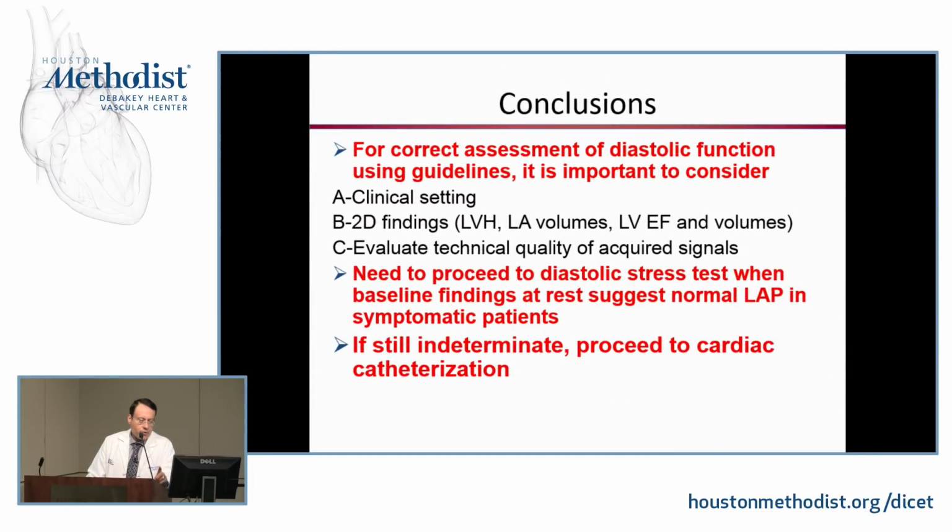So in conclusion, for correct assessment of diastolic function, we recommend, of course, that you use the guidelines, consider the clinical findings, consider the 2D data, and look at the technical quality of the acquired signals. If you have somebody who's symptomatic and you're having inconsistency between their symptoms and the findings at rest, think of a diastolic stress test. If it's an indeterminate situation and the question is a patient referred with a possible diagnosis of heart failure or dyspnea of unknown origin, then we may well recommend proceeding to a cardiac cath. I will stop here and take questions.